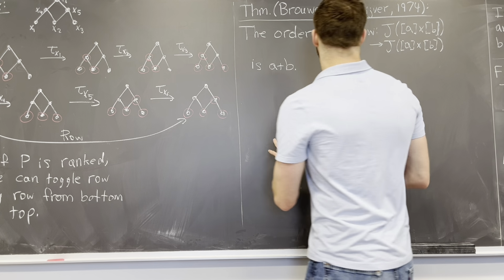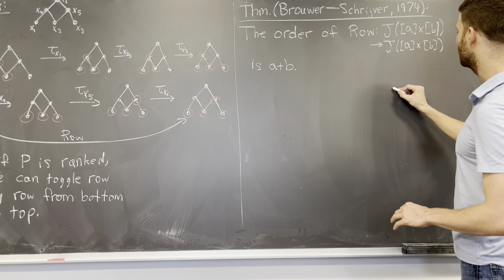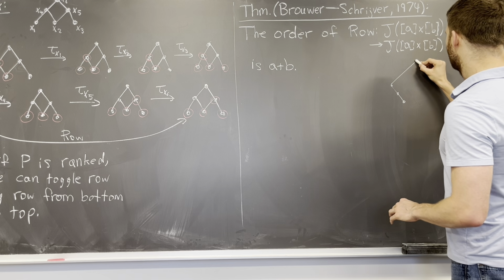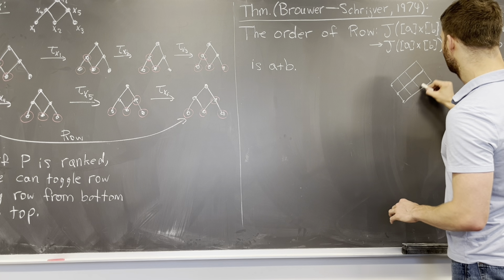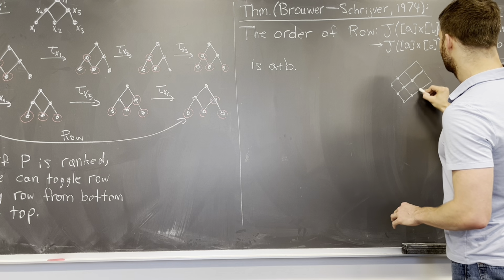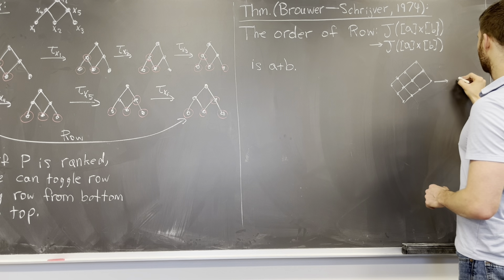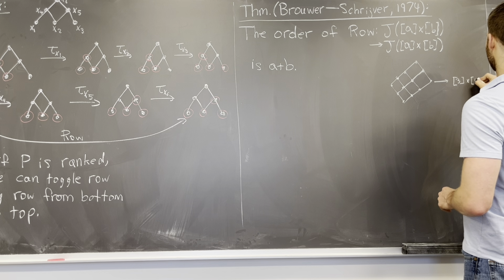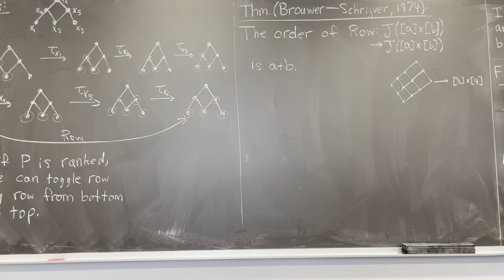Maybe I can draw a picture of this. It's actually easy to draw what these look like. They basically just look like rectangles. So this would be the poset bracket 3 times bracket 4, because this is the 3 elements and this is the 4 elements.